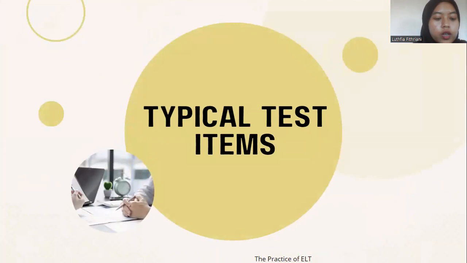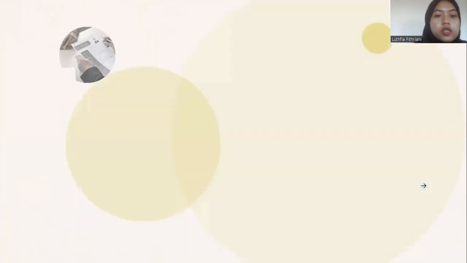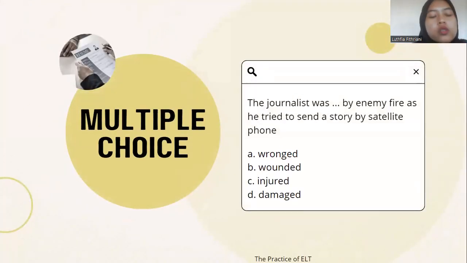There are many different ways to conduct a test. Here are some typical test items. The first is multiple choice. Multiple choice is the common test item. Usually the teacher uses multiple choice as an item to measure the students' skills in grammar and vocab. Here is the example of multiple choice test item.